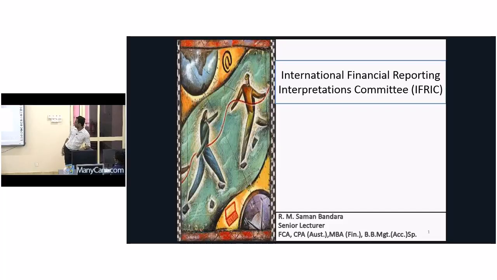So here, what IFRICs try to do is give guidance for gray areas or unclear areas in IFRSs and IASs. Right, a very simple example, if you can remember.